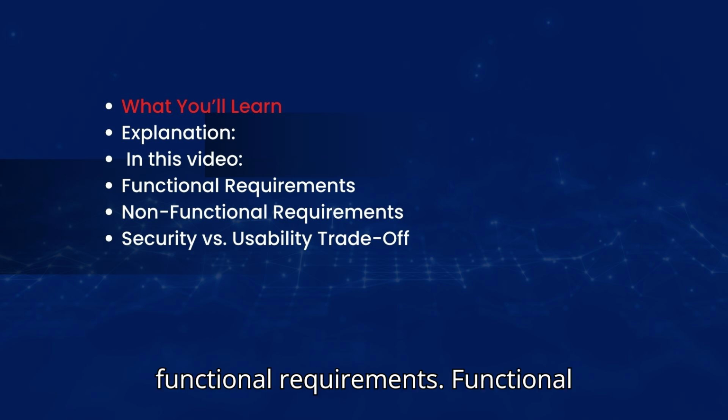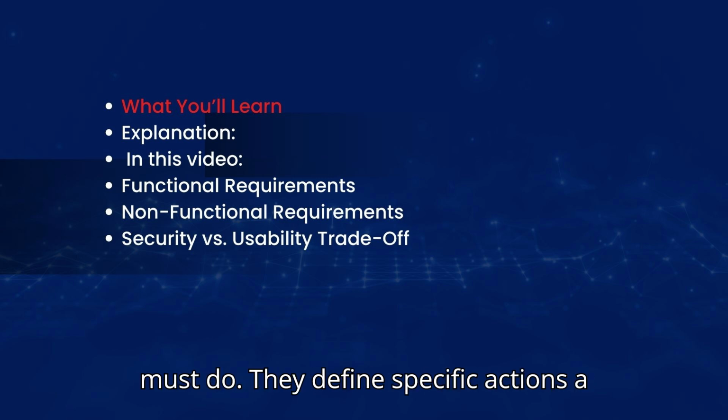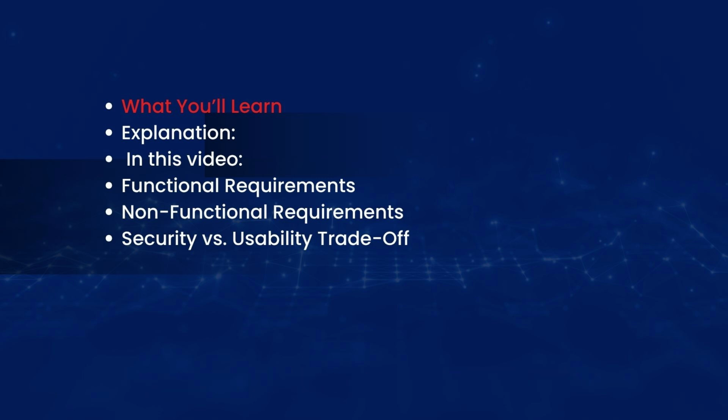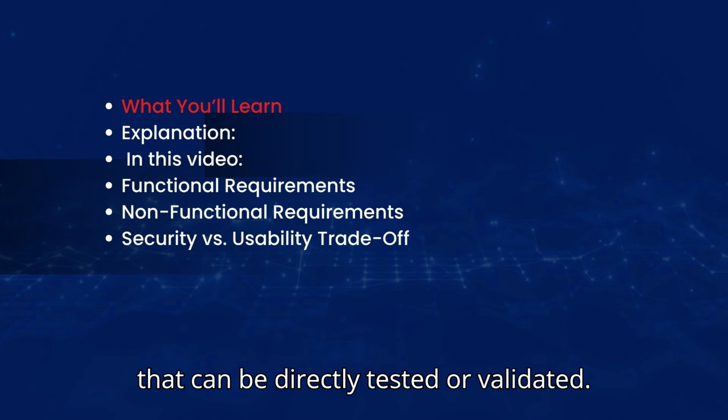Let's start with functional requirements. Functional requirements describe what the system must do. They define specific actions the system should be capable of performing, especially when it comes to security. These are usually features or behaviors that can be directly tested or validated.